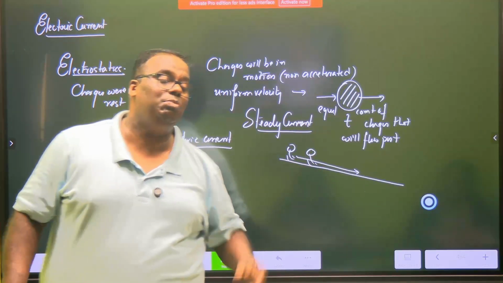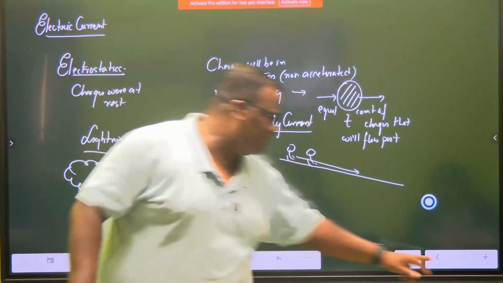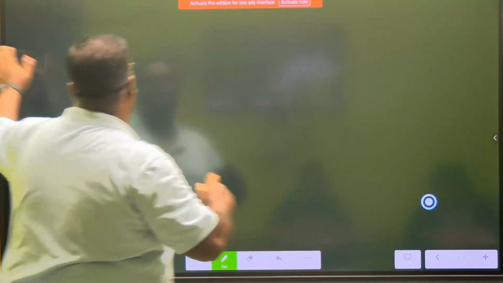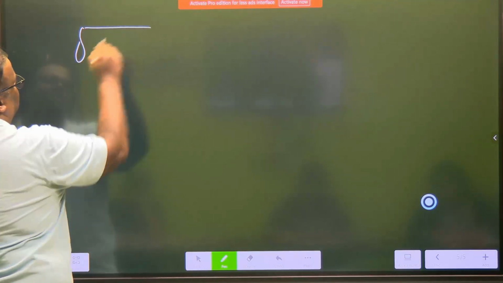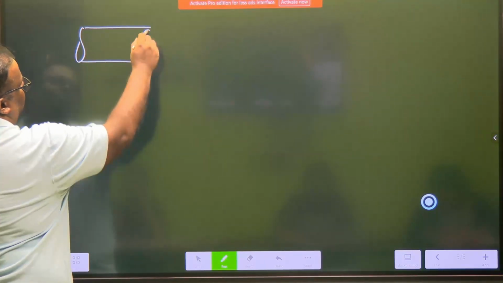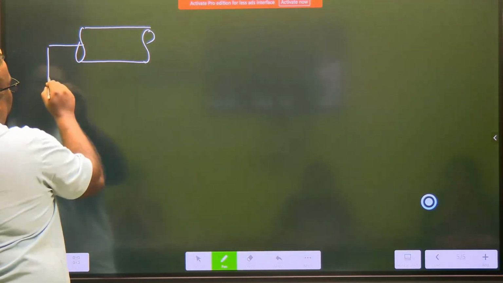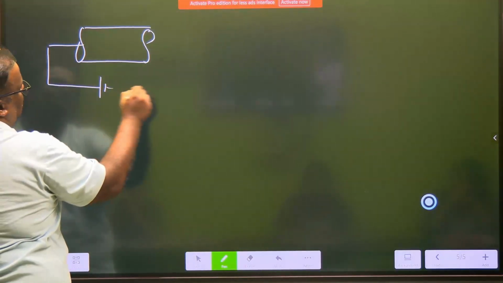That jump across will be done by a potential difference. Now just try to see the analogy out here. Let's say we'll study the chapter a little bit at a time. Let's say this is my conductor, and I have a cell out here.